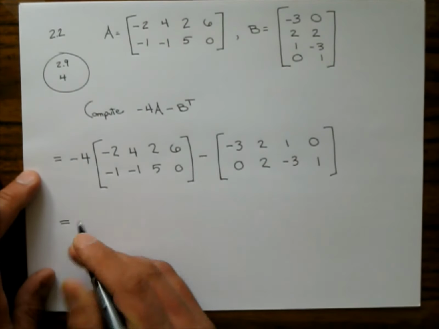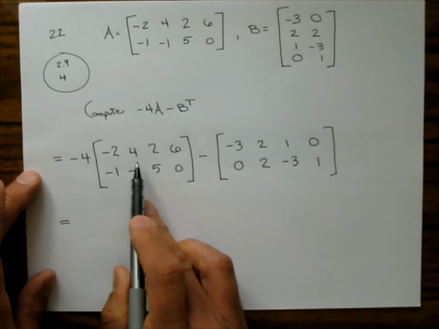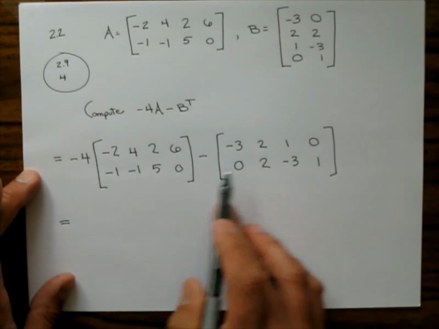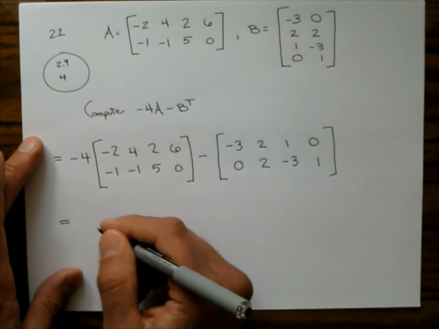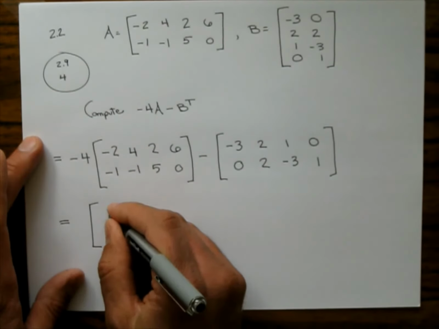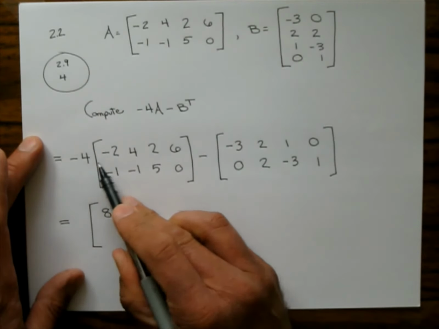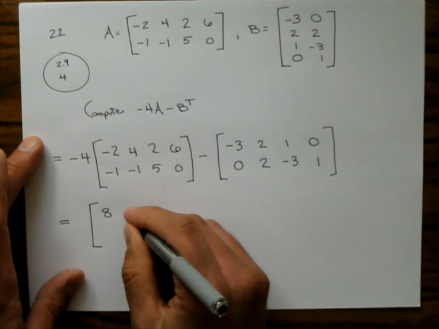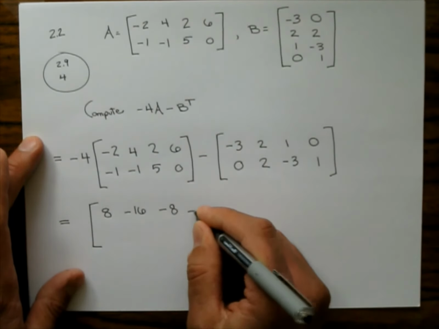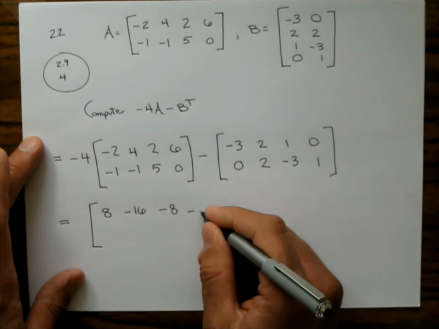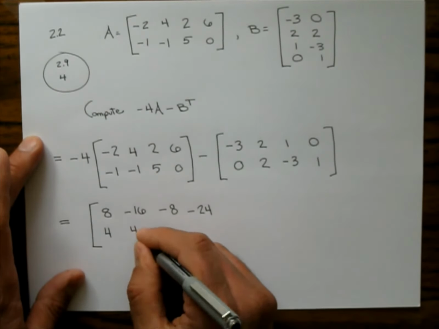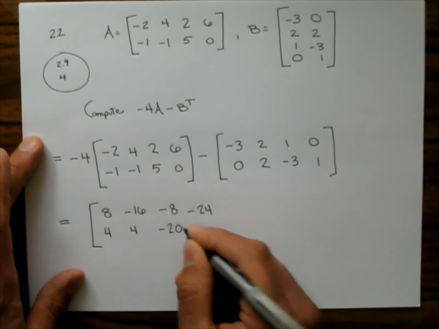Okay, the order of operations says you're going to want to do that scalar multiplication first, and then we'll do the subtraction. Of course, some of you might be able to just do it all in one step, but I'm going to write out a step here. -4 times each of those 8 numbers. So this gives me 8, because that's -4 times -2, and then we have -16, -8, -24, then we have 4, 4, -20, 0.